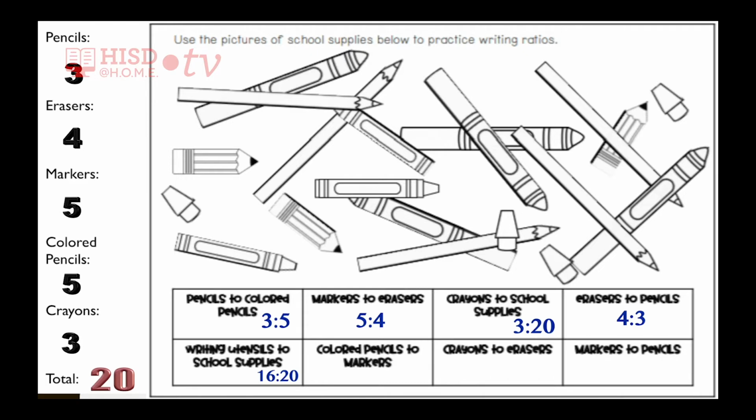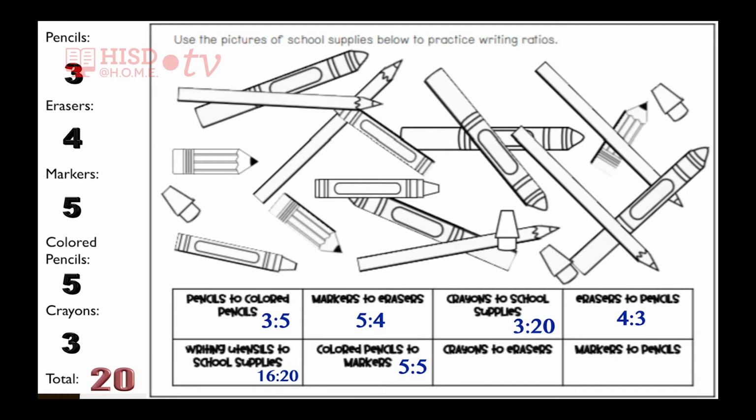Colored pencils to markers. There's 5 colored pencils and there's 5 markers. Okay, so I put 5 to 5. And also, guys, you could have written this in word form. You also could have written this in fraction form. I just chose a colon because it was easier for me to write in those little bitty boxes.